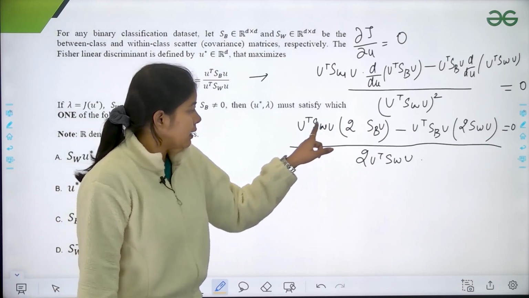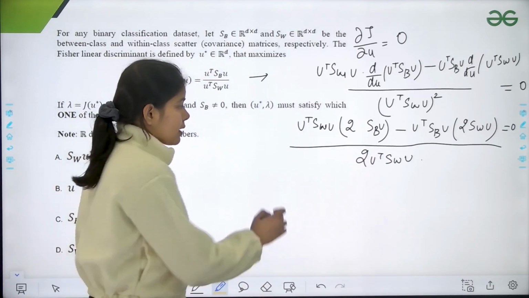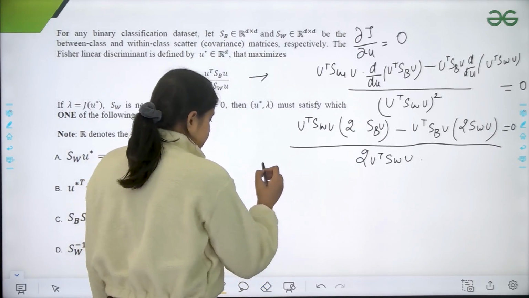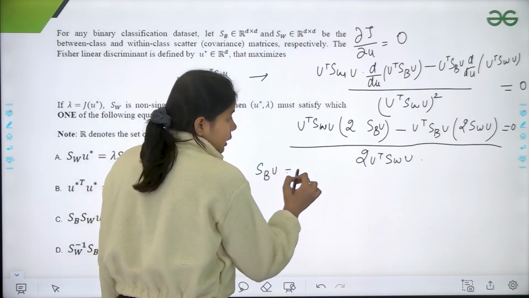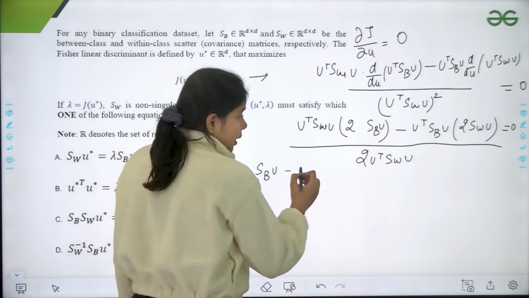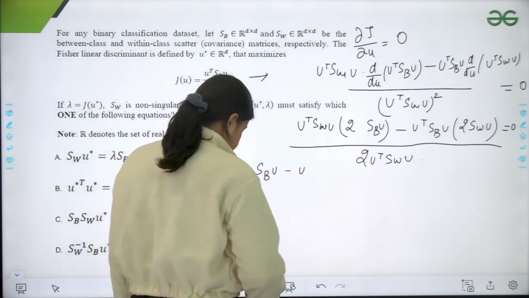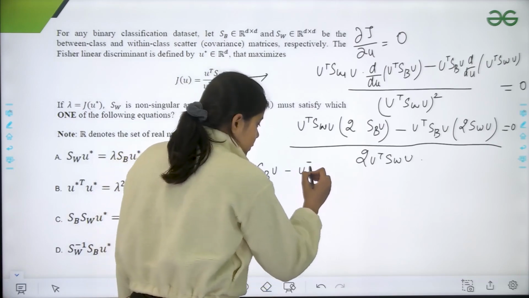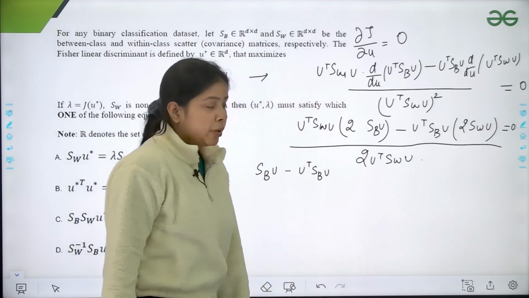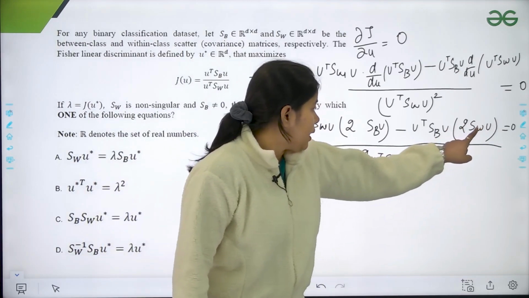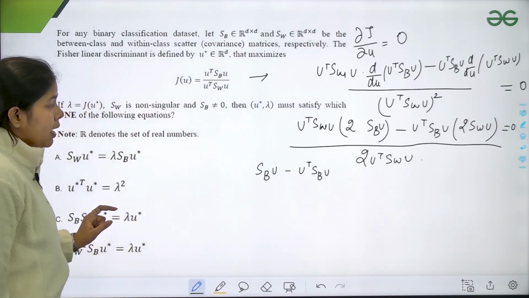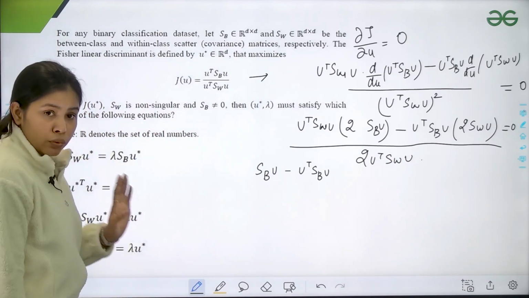So you can see here that the U transpose SWU terms cancel out, 2 and 2 cancel out. You are only left with SBU equals to, or let's not keep it equal now, minus U transpose SBU, and if you take this to the denominator, 2 and 2 get cancelled, and you can see that SWU upon U transpose SWU. Okay, so you are not getting anything.